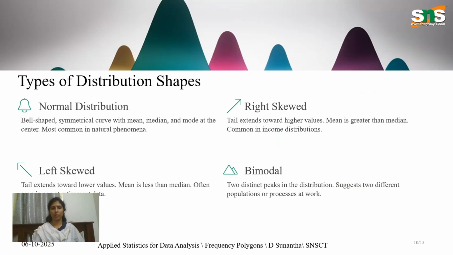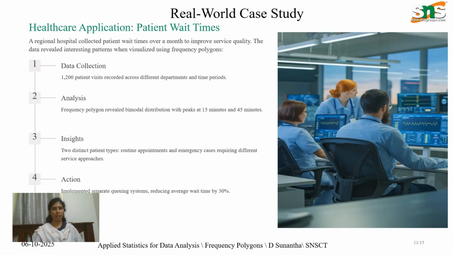Next, types of distribution shapes. As we have seen in the histogram itself, the curve will be a normal distribution since it is bell-shaped. And it may be either right skewed or left skewed, that is, the data will be crowded on the right side or on the left side, where the maximum values lie. Next is bimodal, with two distinct peaks in the distribution. That is, two different populations are processed at work.